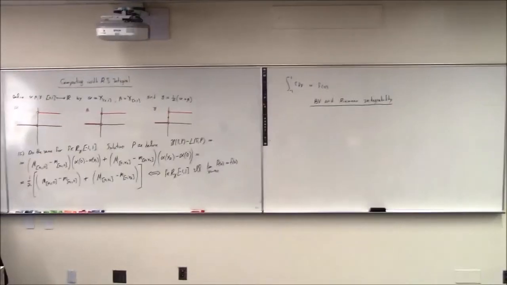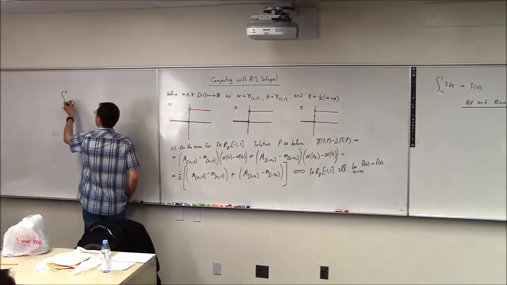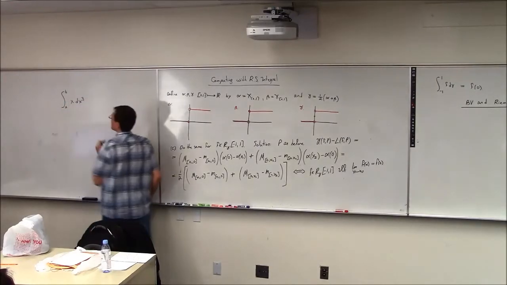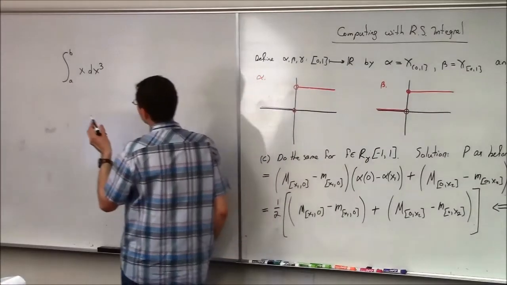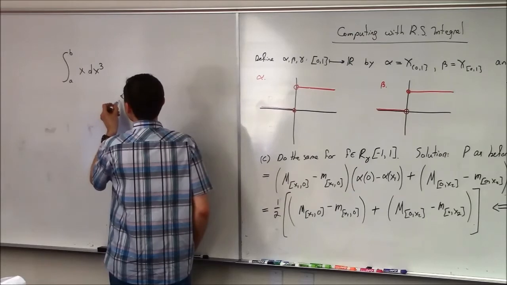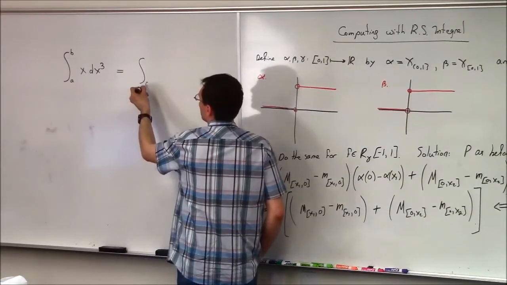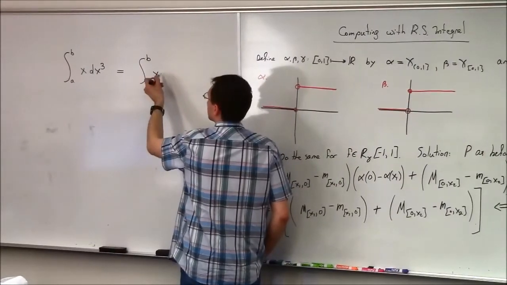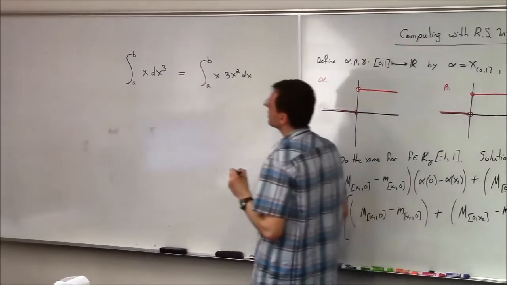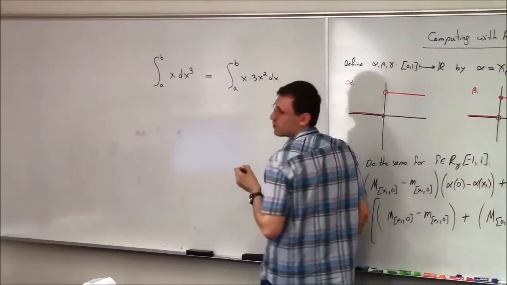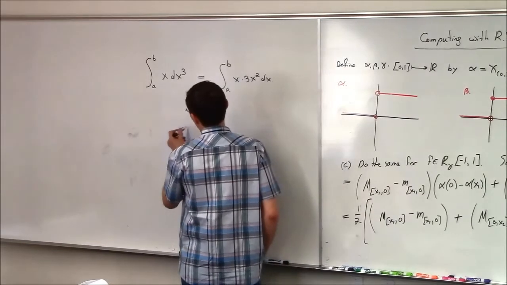You might see things like that sometimes in physics. So you might have the integral from a to b of, let's say, x times d(x cubed), for example. What might it mean? It means you're integrating, and because it's a differentiable function, this integral will reduce to the integral from a to b of x times 3x squared dx. So it would reduce to a regular Riemann integral, but in this case the function is differentiable.